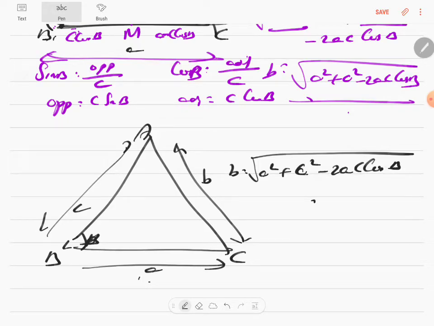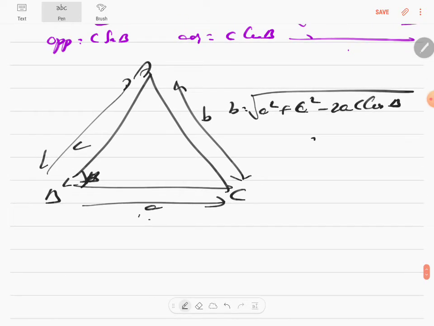In the parallelogram law, there will always be a plus, but in the law of cosine, you have a minus. That's the difference. Otherwise, the formula is the same. Can you see? Yes. So we're going to prove this.